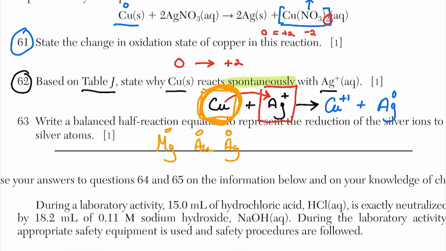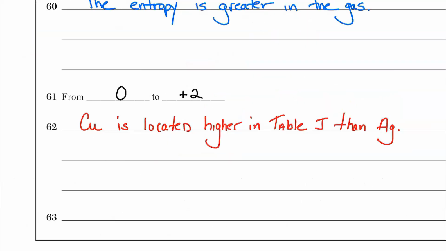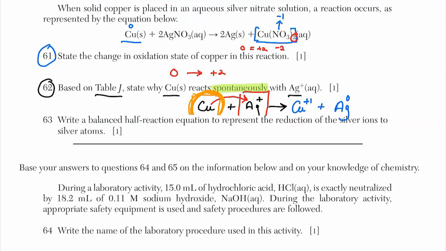So based on table J, why does copper react spontaneously? It's just higher on table J than silver. That's all you need to do here. I said copper is located higher in table J than silver. Okay? You could say silver is less active than copper. Copper is more active. That's all there is to it. On to number 63. Number 63.